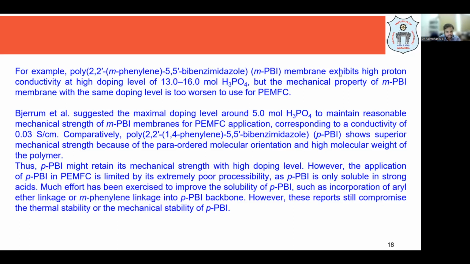So there are reports which say that when you are adding such ether linkages or m-phenylene linkages, the thermal stability or the mechanical stability of the PPBI is compromised. That means it is reducing the mechanical stability and thermal stability.